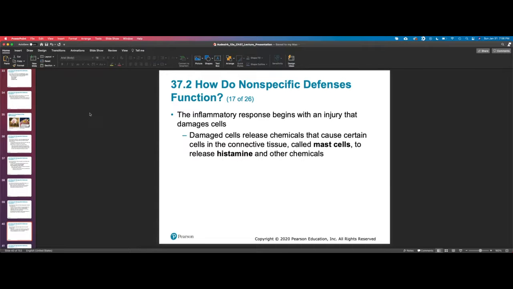Damaged cells are going to cause inflammation by releasing chemicals that trigger mast cells, and mast cells are going to release histamine. If you have seasonal allergies, you've probably heard of antihistamines, because antihistamines try to prohibit the degranulation of mast cells. We'll talk about that a little bit later, but in order for blood to rush to an area, it has to change the permeability of the blood vessels.